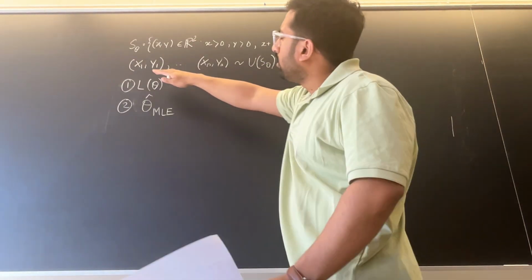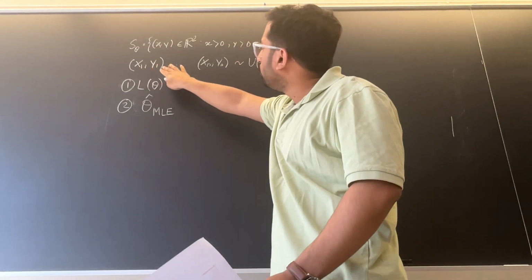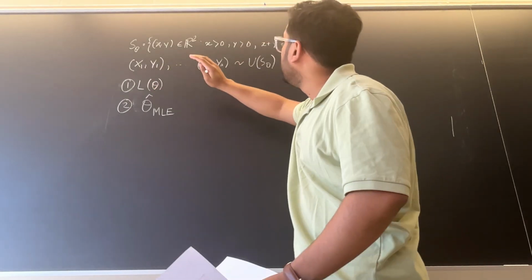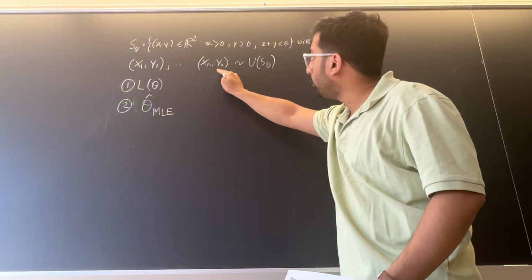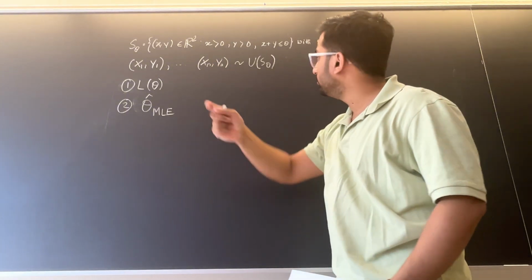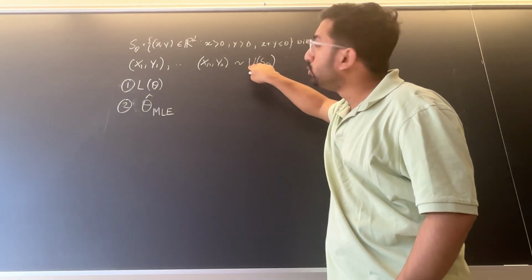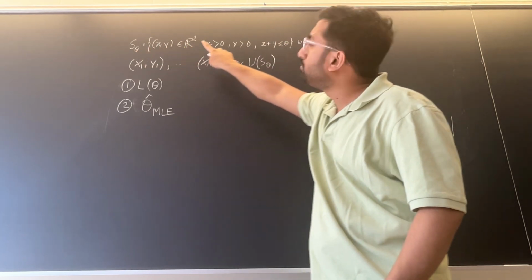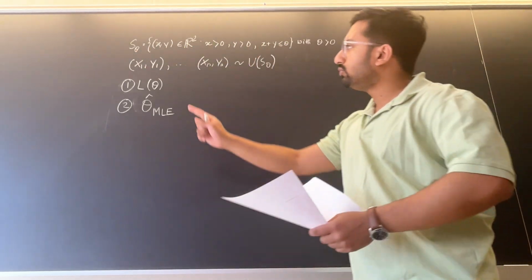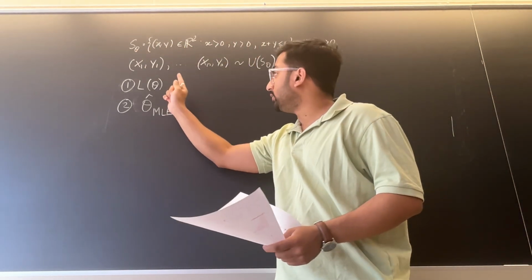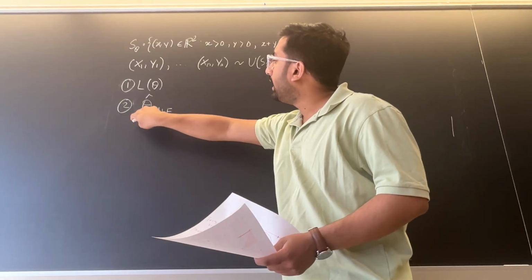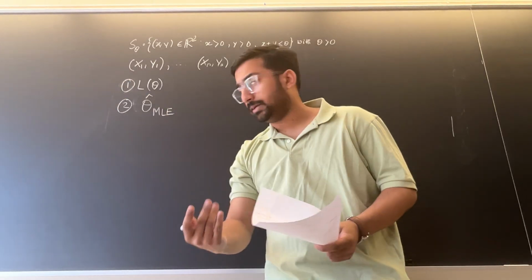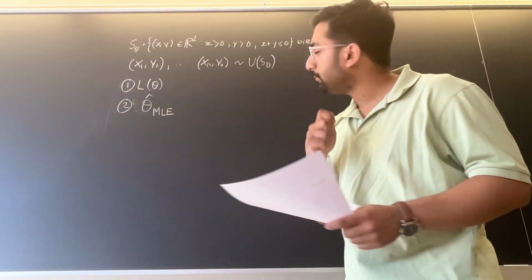And the random variables (x1, y1), ..., (xn, yn), these n bivariate random variables, are uniformly distributed over this set S theta. So we are asked to find the likelihood of theta, and theta hat, the MLE of theta. So let's try to do that step by step.